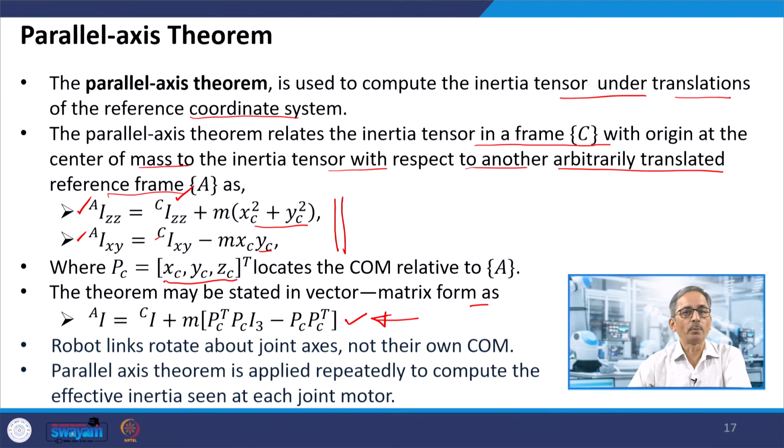Robot links rotate about joint axes, not their own center of mass. So we use this concept to evaluate the inertias about the joint axis. The parallel axis theorem is applied repeatedly to compute the effective inertia seen at each joint motor, because our joint motors are going to be placed at the joints.